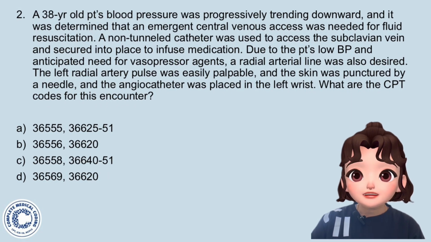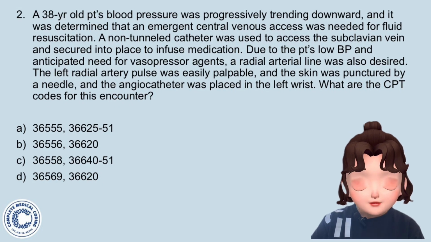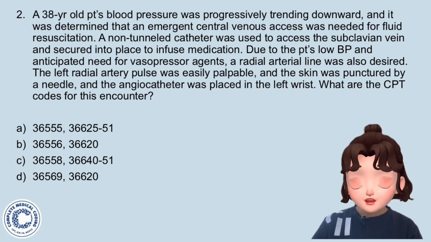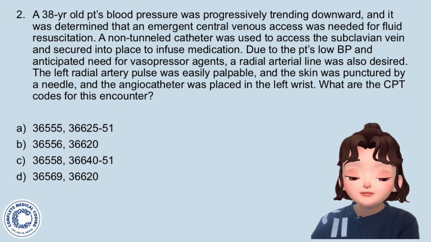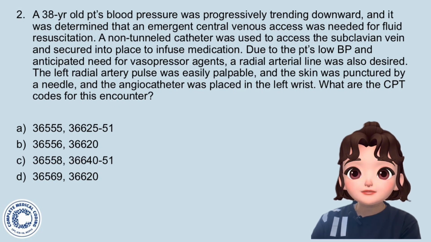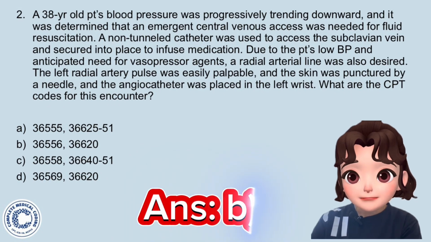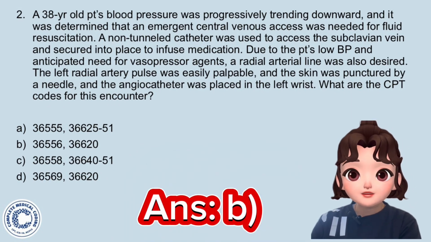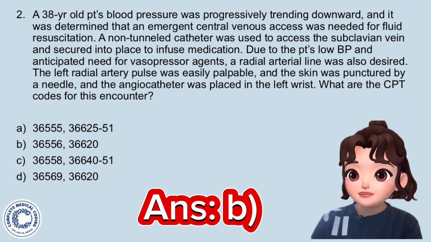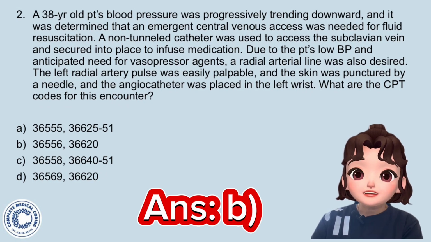And what are the other codes? 36640 again, it is cut down. Arterial catheterization for prolonged infusion therapy. This is for prolonged infusion therapy, chemotherapy, cut down. Anyway, this is not cut down, this is percutaneous, since the needle has been placed. So, as mentioned, the correct answer is option B, 36556 and 36620. 36620 is for arterial catheterization, and 36556 is for the insertion of non-tunneled catheter.